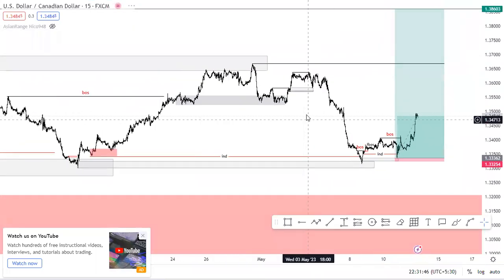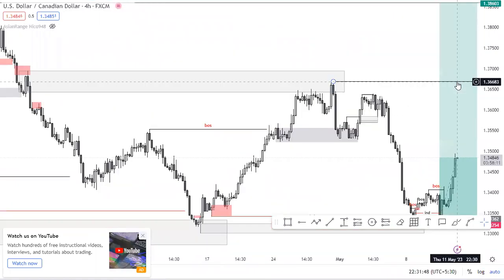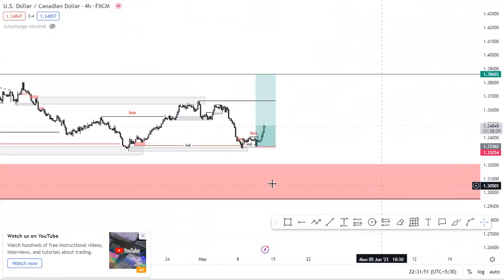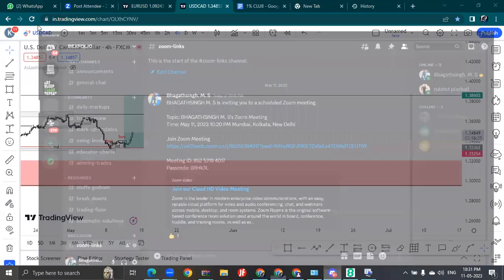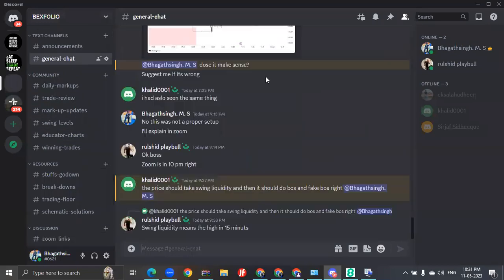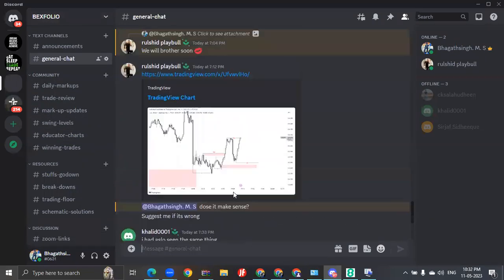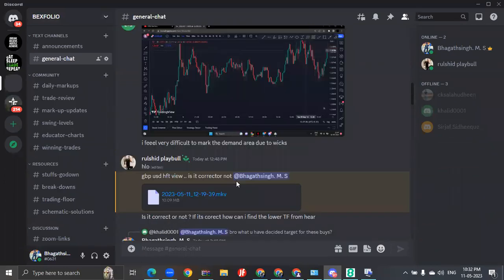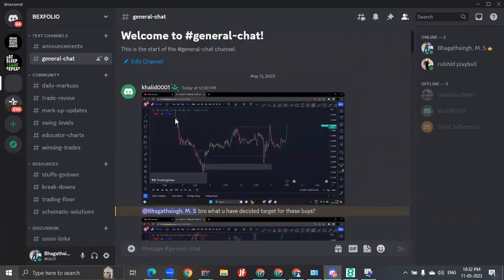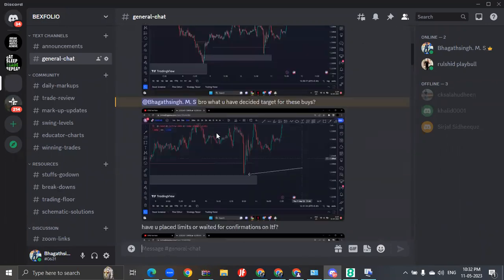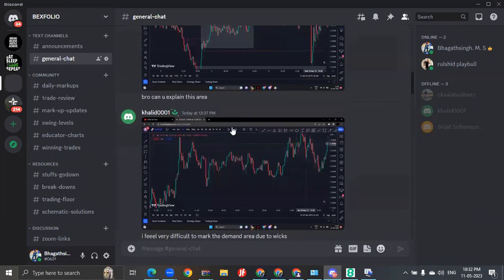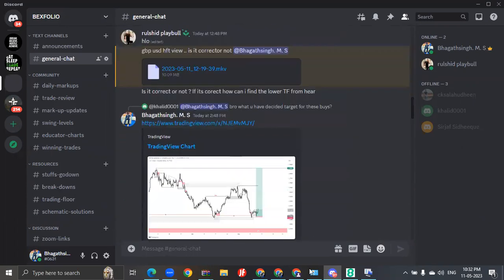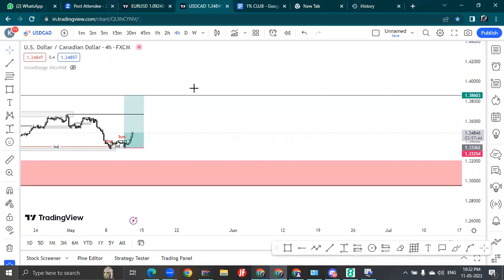Okay, now this is the class to explain something. You guys are having doubts. Someone is asking doubts in the Discord. I don't know who this is. Let me check. Yeah, Khalid is asking a doubt. He's asking to explain these areas, so I'll explain the reason behind this trade idea. That is USD CAD, yeah, USD CAD.